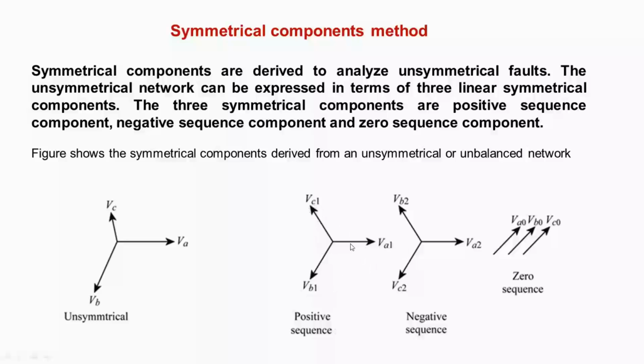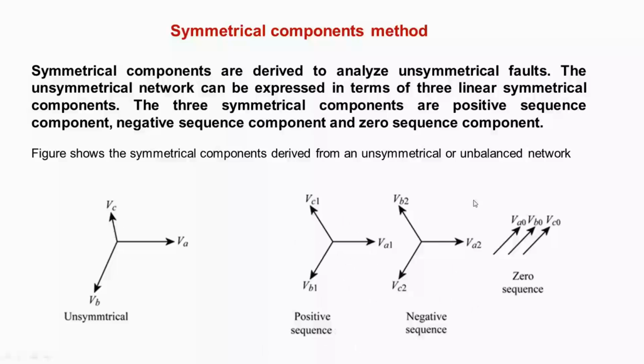The magnitude of VA1 is equal to the magnitude of VB1, which is equal to the magnitude of VC1. Also, the phase angle difference between these vectors is 120 degrees. Then the phase sequence, that is the order. Here the original vector order is ABC, and here also ABC. The phase sequence is the same as that of the original vector. That is called the positive sequence component.